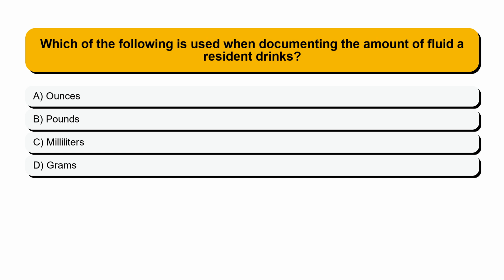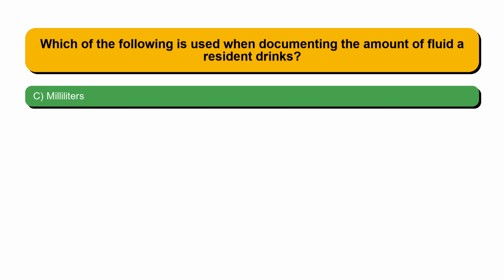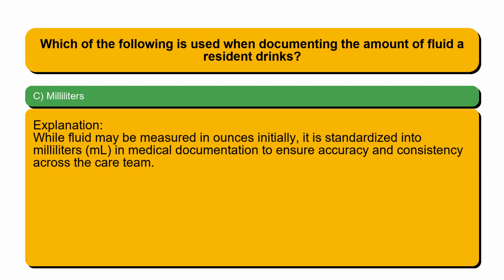Question 70. Which of the following is used when documenting the amount of fluid a resident drinks? Option A, ounces. Option B, pounds. Option C, milliliters. Option D, grams. The correct answer is option C, milliliters. While fluid may be measured in ounces initially, it is standardized into milliliters, ml, in medical documentation to ensure accuracy and consistency across the care team.